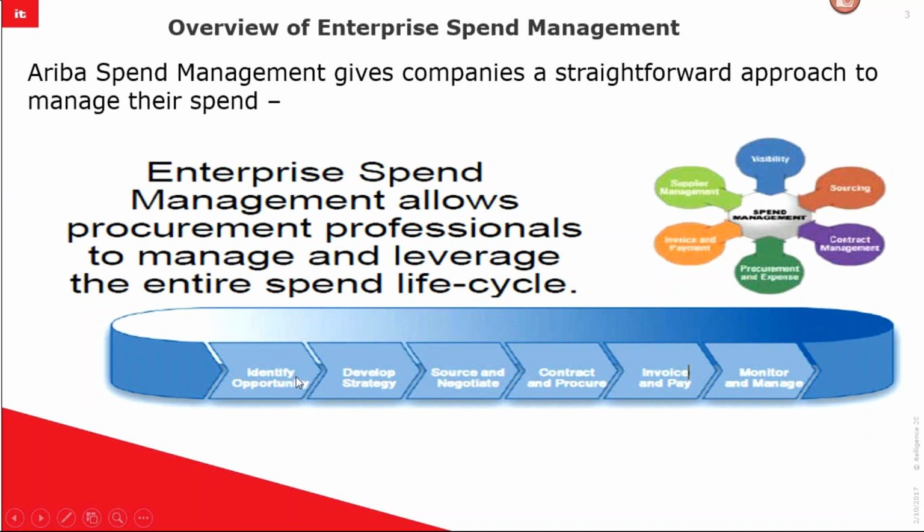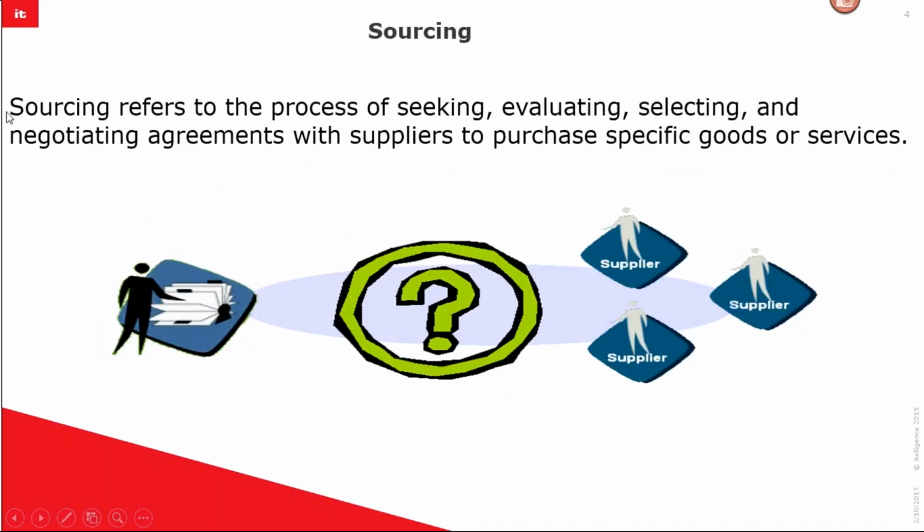Mainly we use the sourcing module for these three phases: identifying opportunity, which is done by spend visibility, developing strategy, as well as sourcing and negotiating with the supplier. We'll see all these three phases in coming slides. This is the basic definition of sourcing. Not only in Ariba, you can compare it to any day-to-day spending or any enterprise spending, whether offline or online.